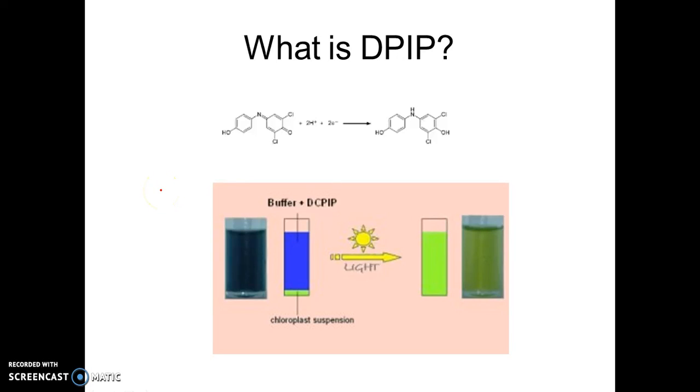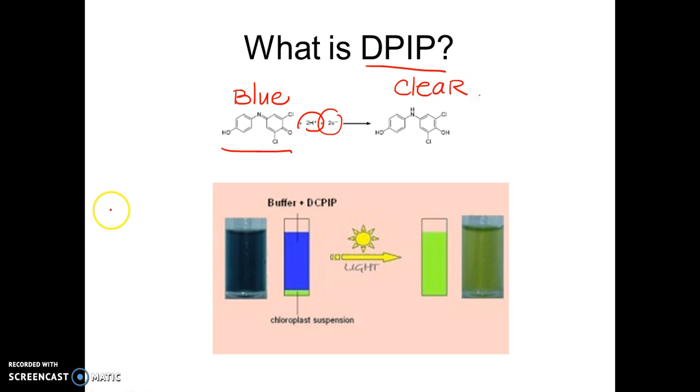Hi everybody, today we're going to talk about the lab we're doing next class. The lab is going to be looking at photosynthesis and what affects the rate of photosynthesis. And we're going to be using this chemical called DCPIP. In its normal state, it's this blue color, okay? And so that's what the molecule looks like. When it absorbs hydrogens and electrons, though, it turns a clear color.